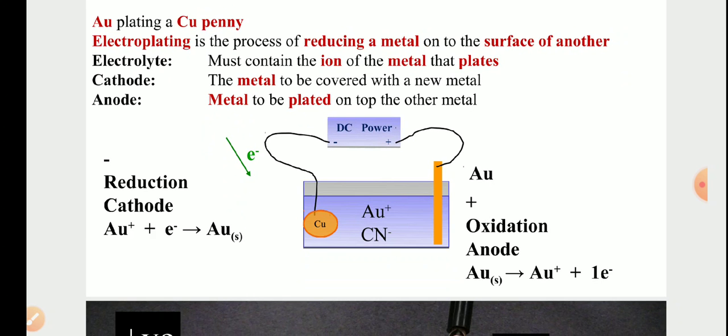So if you want to make a layer of gold on the copper surface, then you have to set it up like this. You have to take an electrolyte, a cathode and an anode. Generally, the cathode will be the metal on which you want to make a layer or cover with a new metal, and the anode will be the metal by which you want to make a layer.